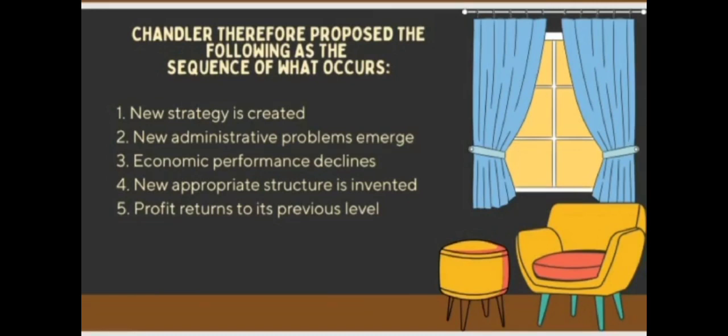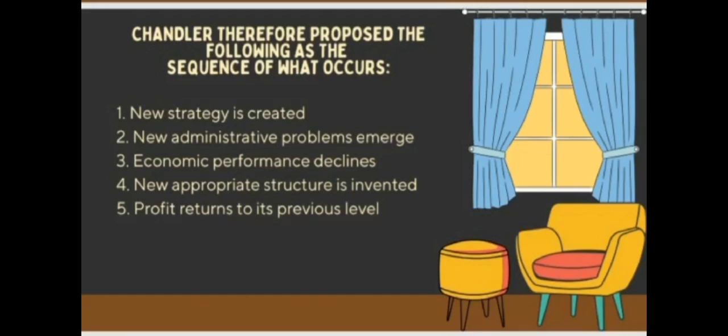If you can take the emotion out of your decision-making process, you will have a business and a team that is more focused, more productive, and more profitable. New administrative problems emerge. Economic performance declines. A new appropriate structure is invented and profit returns to its previous level.